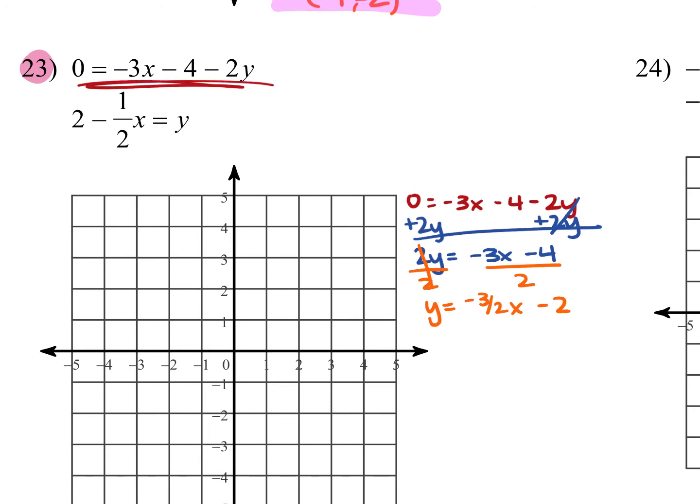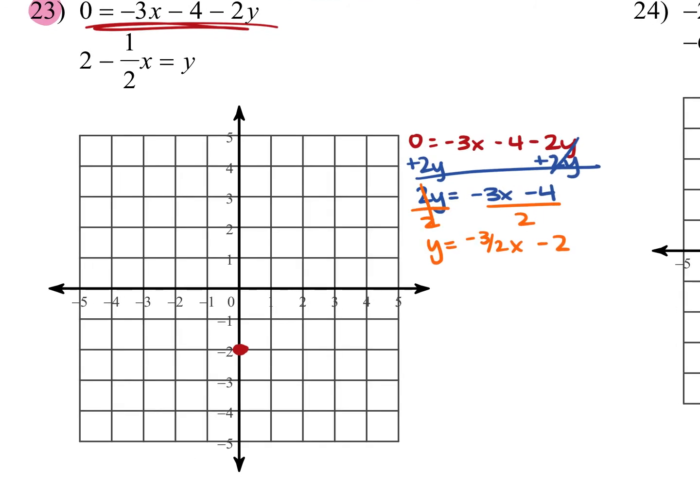So for this one, we have a y-intercept of (0, -2), and then we're going to go down 3 and to the right 2. We can also go up 3 and to the left 2. Once we have those points, we can draw our line through them. And then we can work on the second function.